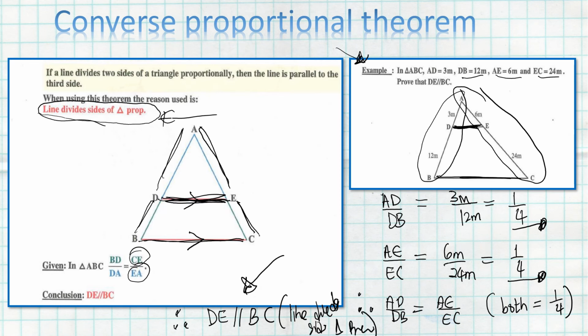Or you can just write Converse proportional theorem, right? As your reason, you can just write Converse proportional theorem. So it's very simple. If you just find that the sides are in the same proportion, then you must know that in that triangle there's a line that is parallel to the third side.